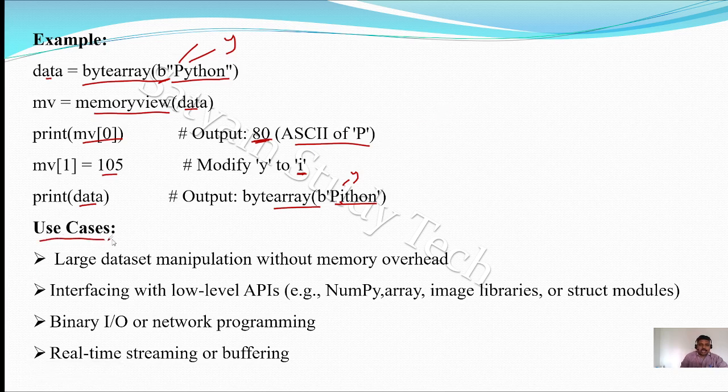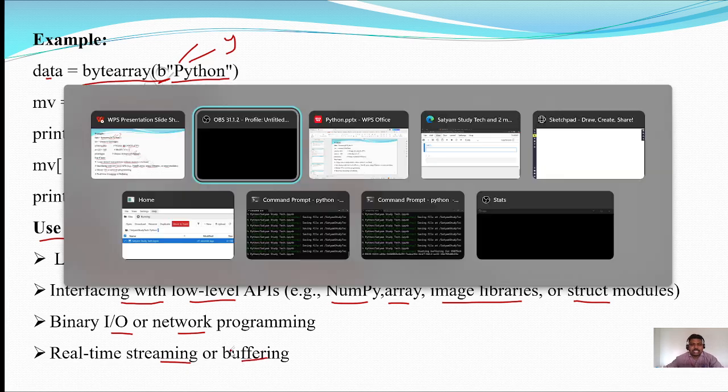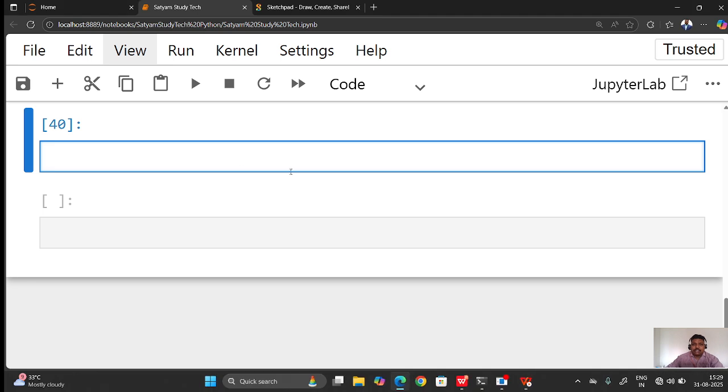What are the use cases of memoryview? Large data set manipulation without memory overhead, that means it does not take any extra copy. Then interfacing with low-level APIs, such as NumPy arrays, image libraries or the struct module. Also binary I/O, network programming, and real-time streaming or buffering, where you can use memoryview. Now you can see one example program.